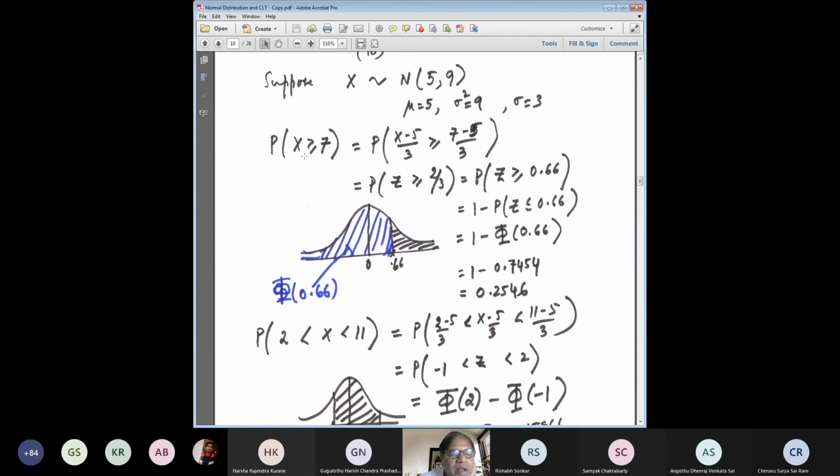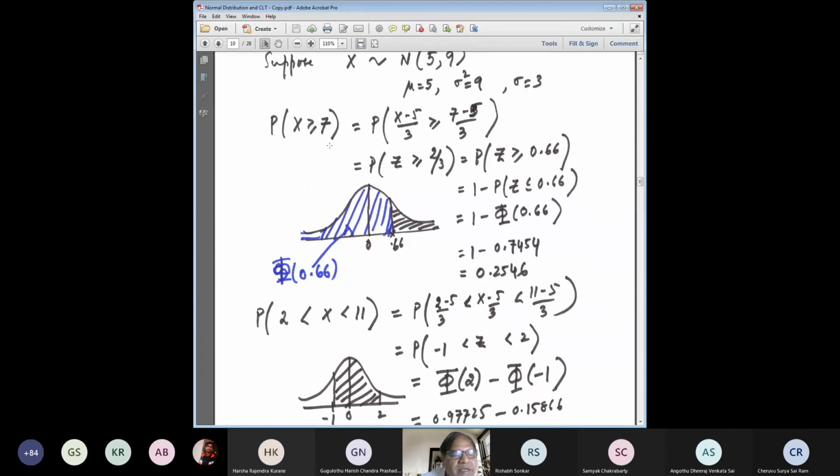So if I need to calculate the probability that x is greater than 7, what should I do? I will just convert into the standard normal. So x minus 5 divided by 3, that is 7 minus 5 by 3. So this becomes Z, because this is a standard normal. Z greater than 2 by 3, Z greater than 0.66. So 0.66 means this area, that black shaded area, you need to find out.